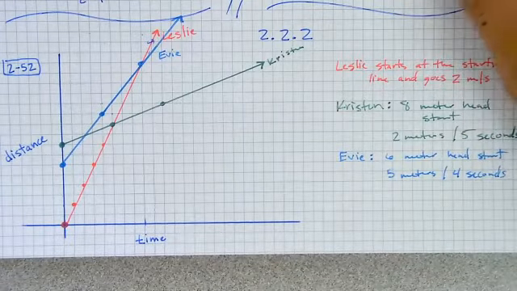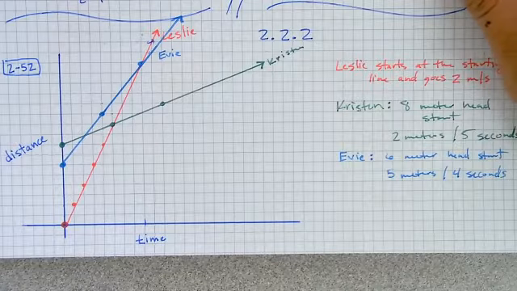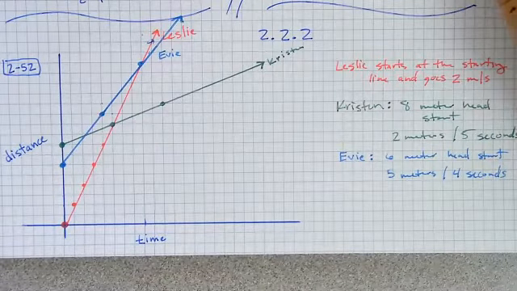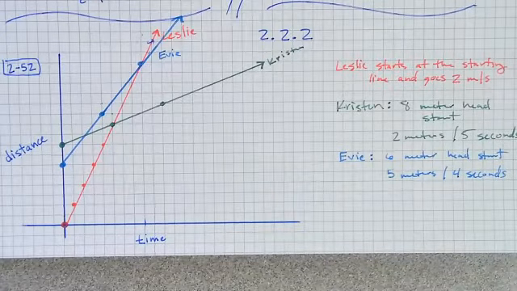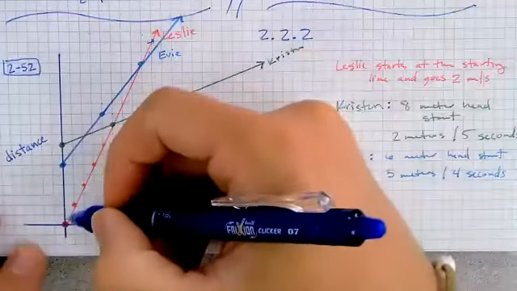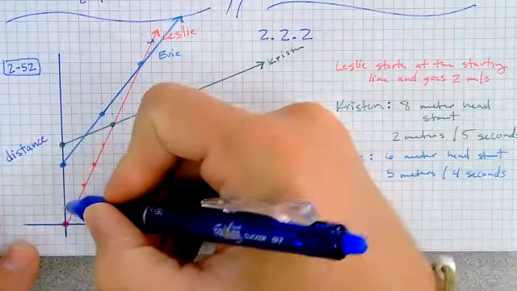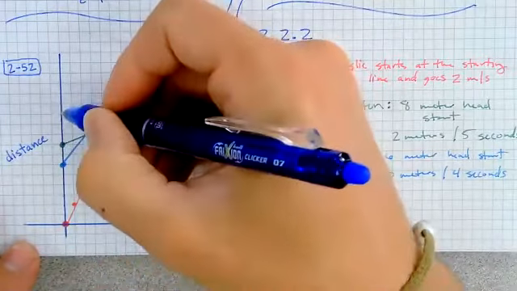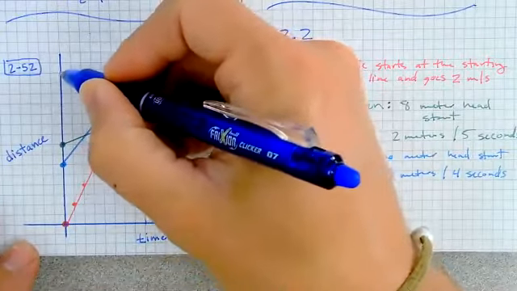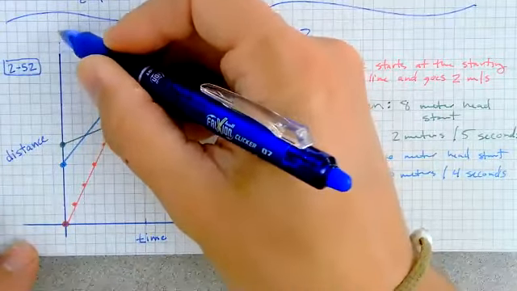Okay, but the big question is, part C says, if the race is 20 meters long, who won? If we go to the distance, we can count up 1, 2, 3, 4, 5, 6, 7, 8, 9, 10, 11, 12, 13, 14, 15, 16, 17, 18, 19, 20.